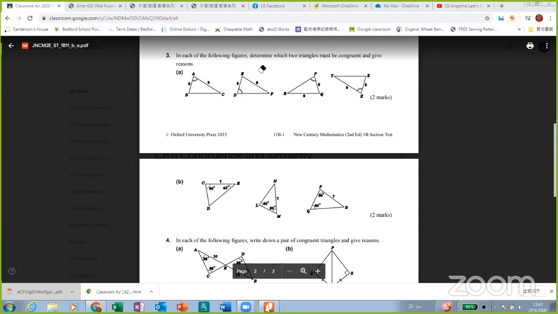Therefore for this one it will be SAS. If we need to list out the steps: AB equals XC, and then angle BAC equals angle CXY, and then I have AC equals XY. Therefore triangle ABC is congruent to triangle XCY. And then the reason is SAS.